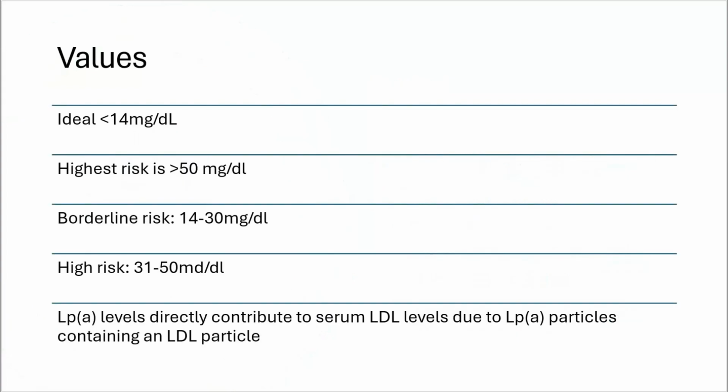Here are some values. Ideally, it should be less than 14. Highest risk is at greater than 50. Borderline risk at 14 to 30. And high risk is 31 to 50.